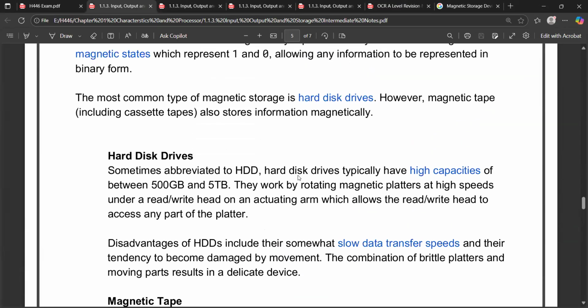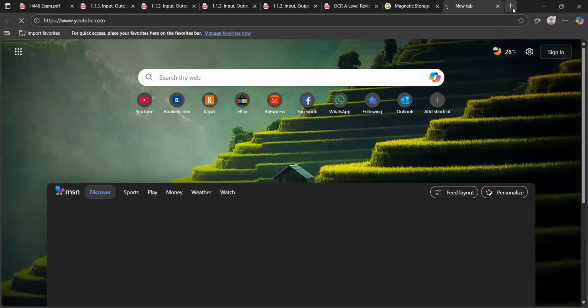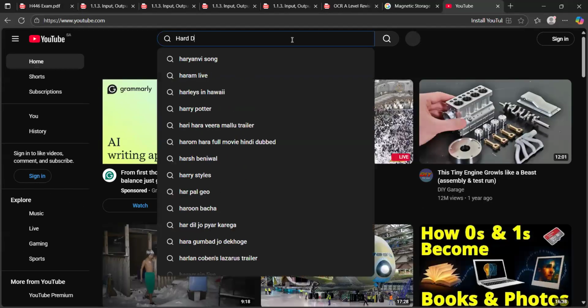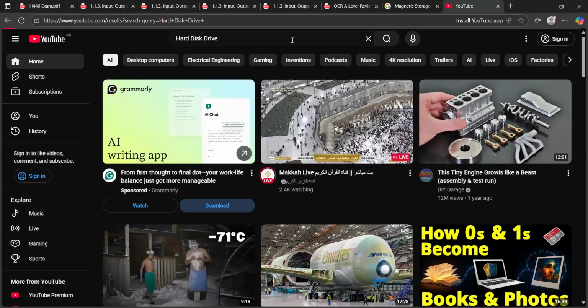Like the first example I have right here, a hard disk drive. A hard disk drive has high capacities, maybe from 500 GB up to 500 terabytes, and it works by rotating magnetic platters at high speed, using a read and write head on an actuator arm, which allows it to access any part of the platter. Let me explain how this works. So, hard disk drive.